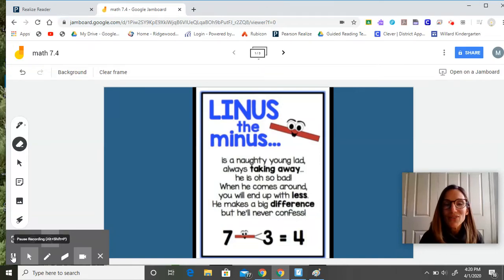Hi, Willard kindergartners. Before we start today's math lesson, please make sure you have your workspace available. Pen and paper or pencil and paper are just fine.